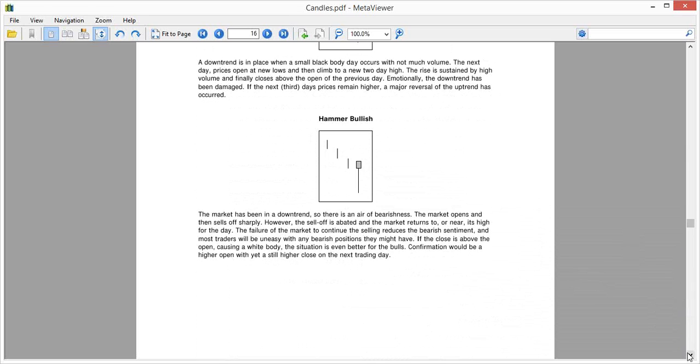Hammer bullish. The market has been in a downtrend, so there is an air of bearishness. The market opens and then sells off sharply. However, the sell-off abates and the market returns to or near its high for the day. The failure of the market to continue the selling reduces the bearish sentiment, and most traders will be uneasy with any bearish positions they might have. If the close is above the open, causing a white body, the situation is even better for bulls. Confirmation will be a higher open with a still higher close on the next trading day.